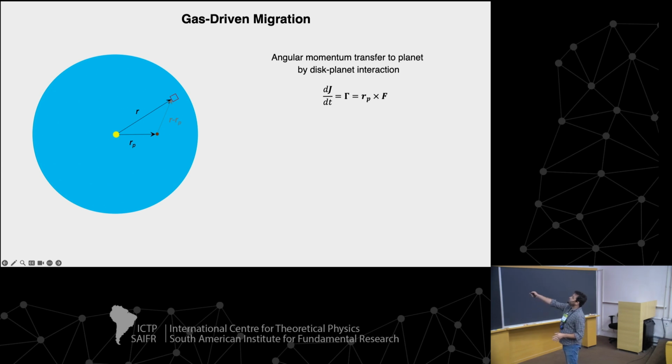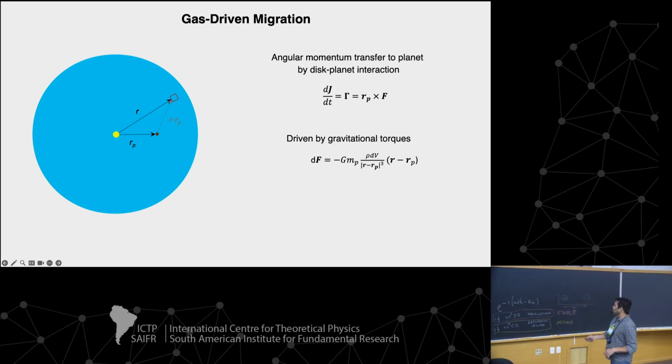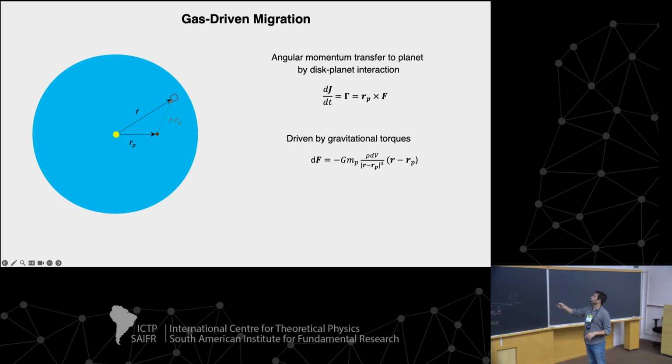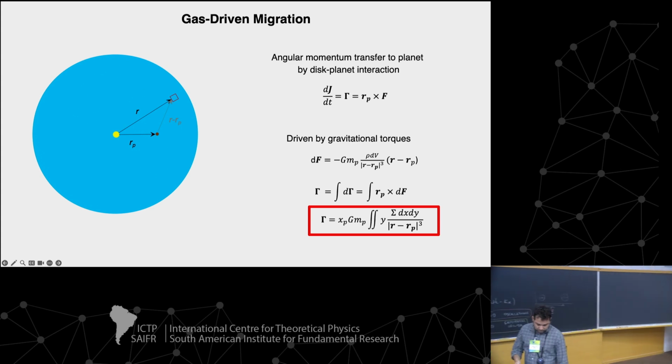You have here the arm, right, and the force. The arm here is the semi-major axis of the orbit of the planet, and the force, of course, is the gravitational force. So place here the force that you get from gravity, and then you have what the angular momentum exchange will be. You integrate this, right, and then you find here what the combined torque will be.